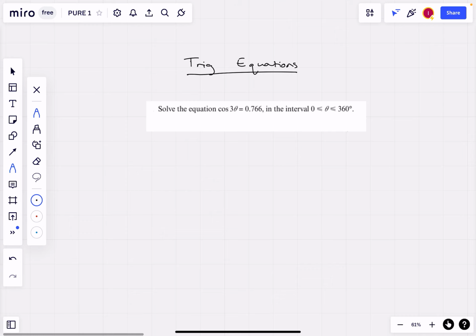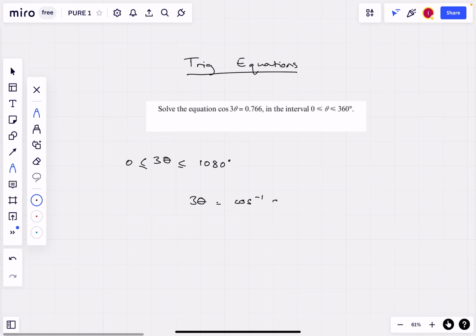You don't have theta though. You have 3 theta. So your range is now adjusted to 0 times 3, 0, and 360 times 3, 1080. Okay, now you're going to solve as per usual. However, you're going to solve for 3 theta.